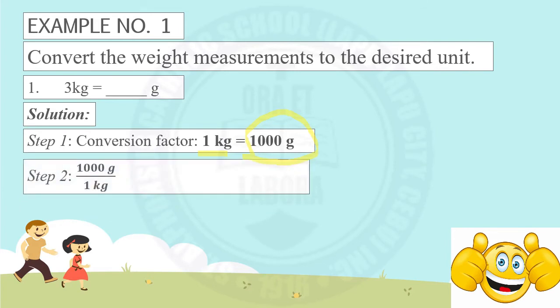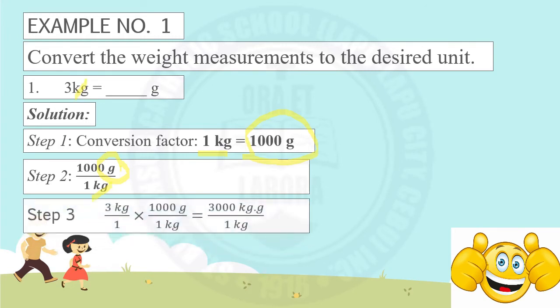Step 2. 1,000 grams will be put at the numerator. 1 kilogram will be put at the denominator. Why do we put 1,000 grams at the numerator? Because our desired unit is grams. And 1 kilogram will be put at the denominator so that we can cancel out kilogram to kilogram. Step 3. 3 kilograms over 1, which is our given, times our conversion, 1,000 grams over 1 kilogram.